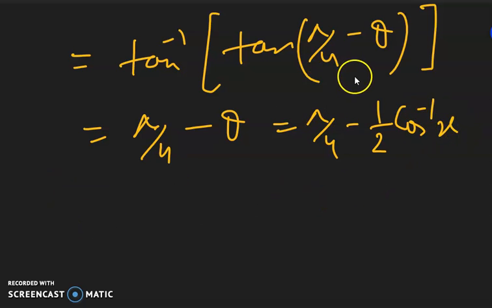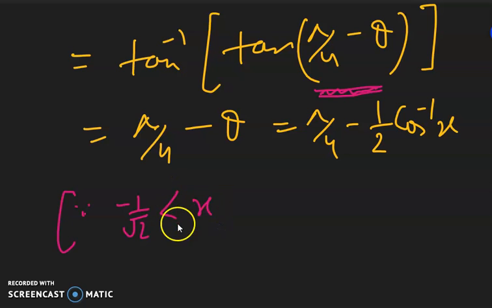One thing we need to show is that this value, pi by 4 minus theta, should lie in the range of tan inverse x. The range of tan inverse x is minus pi by 2 to pi by 2. So we need to show that this value lies between minus pi by 2 and pi by 2. For that, see, our range was, I'll write here, because I was given minus 1 by root 2 less than or equal to x less than or equal to 1.